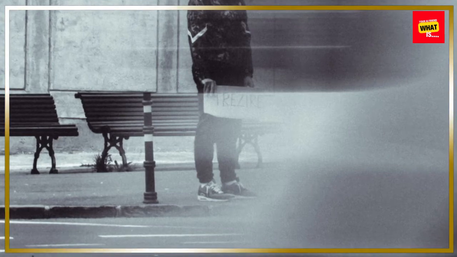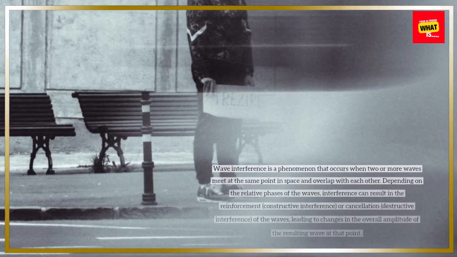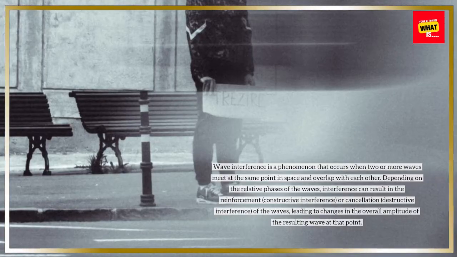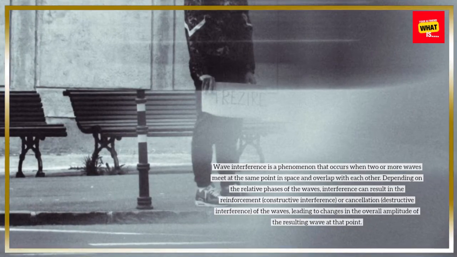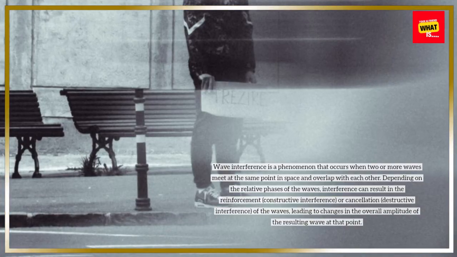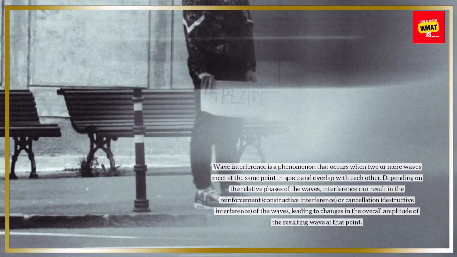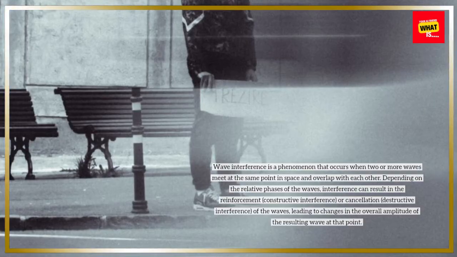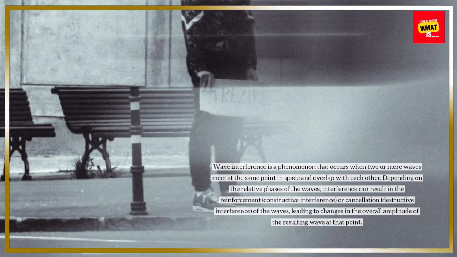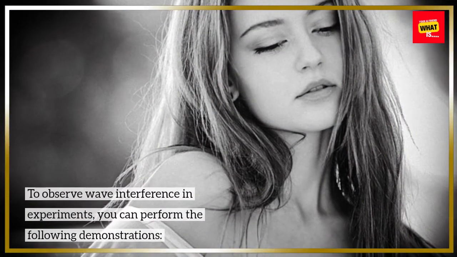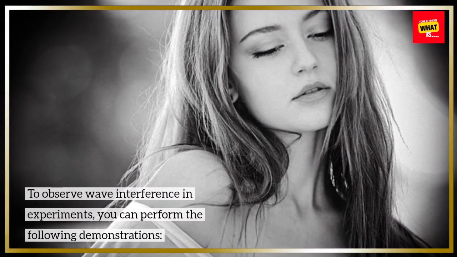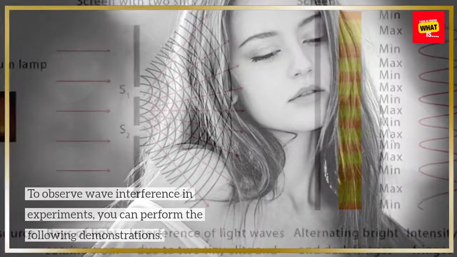Wave interference is a phenomenon that occurs when two or more waves meet at the same point in space and overlap with each other. Depending on the relative phases of the waves, interference can result in the reinforcement (constructive interference) or cancellation (destructive interference) of the waves, leading to changes in the overall amplitude of the resulting wave at that point. To observe wave interference in experiments, you can perform the following demonstrations.